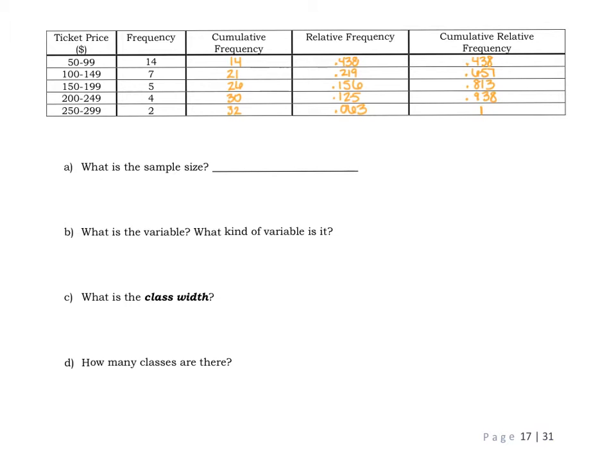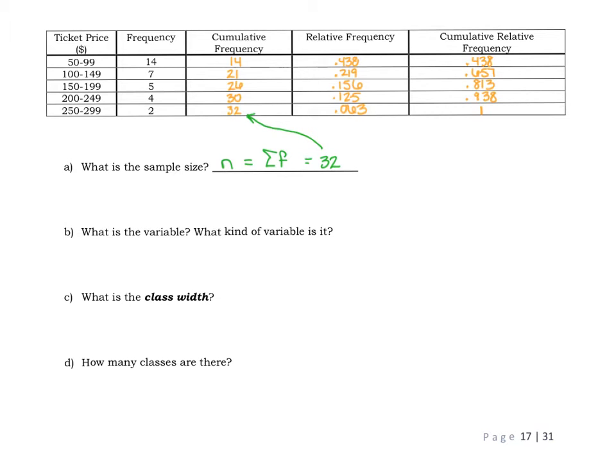Continuing on with our NFL average ticket price example here. So first thing here, what is the sample size? Just as a reminder, the symbol for sample size is a lowercase n, and that is the sum of the frequencies. So if we add up all those frequencies, what do we get? We should get 32, which is the number that comes from right there in our cumulative frequency part.